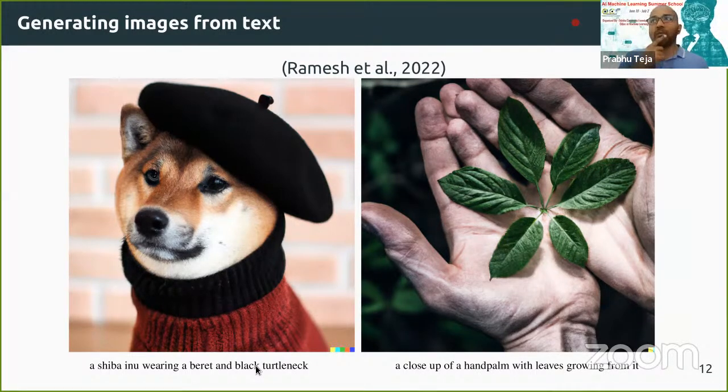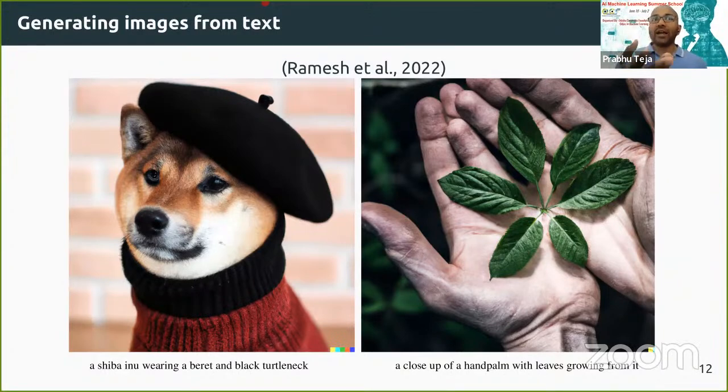So it is not remembering something from the data set. It has figured out that a dog looks like this. A Shiba Inu looks exactly like this. And a Shiba Inu wearing a hat does not mean a hat is on the floor next to the Shiba Inu. It has to sit on top of its head. And wearing a dress means it has to be on its body, not floating somewhere in the sky. So you see that a deep network understands composition.